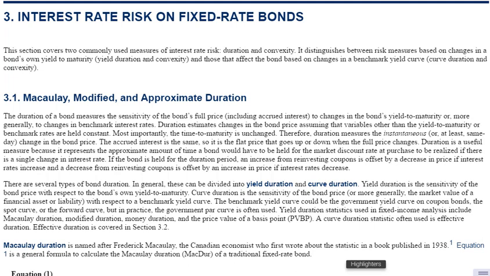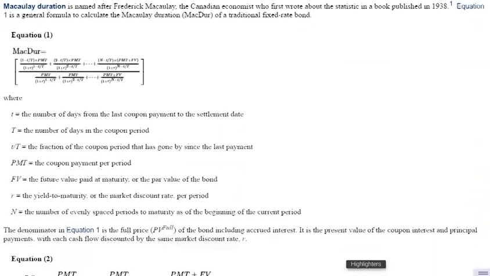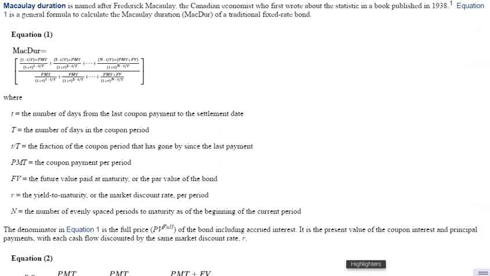Yield duration statistics used in fixed income analysis include Macaulay duration, modified duration, money duration, and the price value of a basis point, which we'll see in a LOS coming up later. A curve duration statistic often used is effective duration, and it's going to be covered a little bit later. Anyhow, the reason why I'm showing this is that this section of the text just then jumps right into the Macaulay duration. It's hard to see right now, but I'm going to go to my slide.